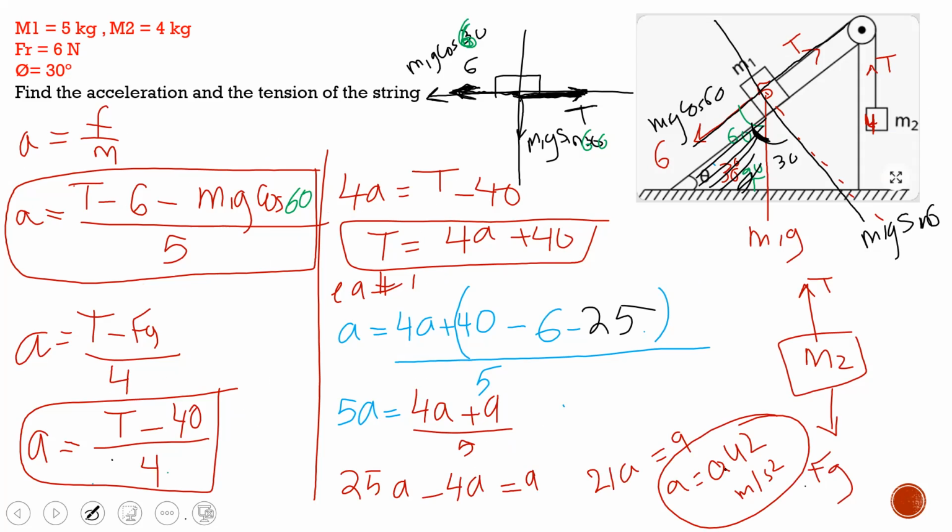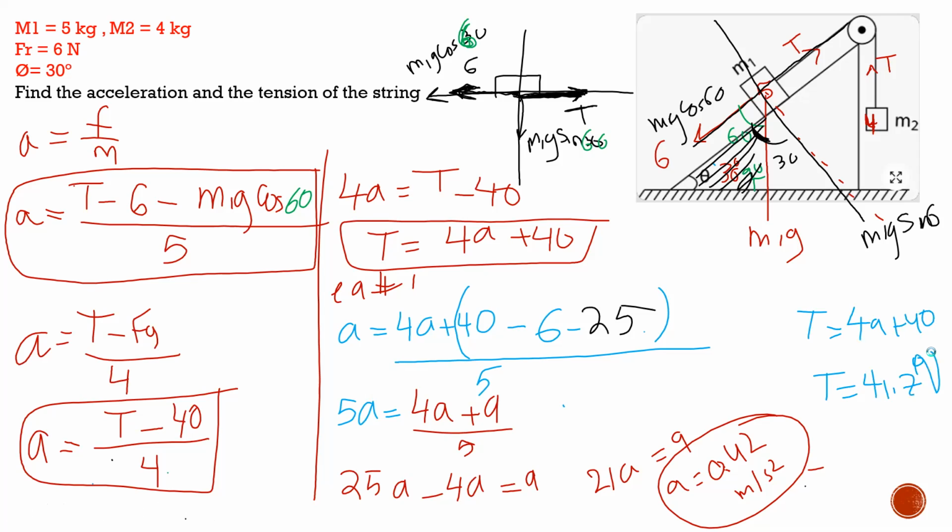Then I need to find T now. Let's substitute in any equation here. We say that T is 4A plus 40. So 4 times 0.42 plus 40. You will find that the tension here is 41.7 Newtons.